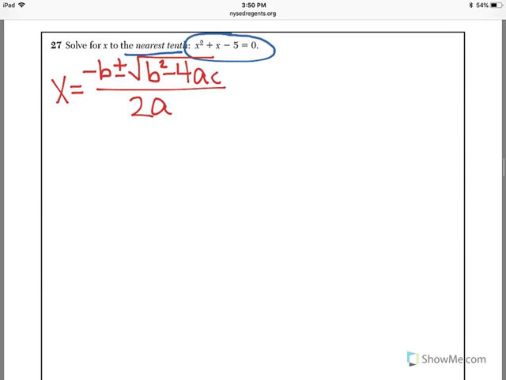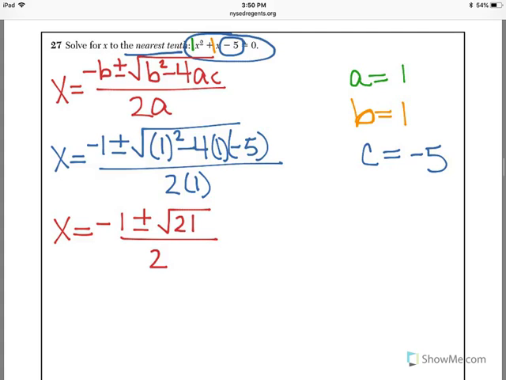So here's the quadratic formula. From this problem specifically, we know that our a value is 1 because a is the number in front of x squared. We know that our b value is also 1 because that is the number in front of x. And we know that our c value is -5 because that is the number not attached to any variable. Now we just have to substitute into the formula.